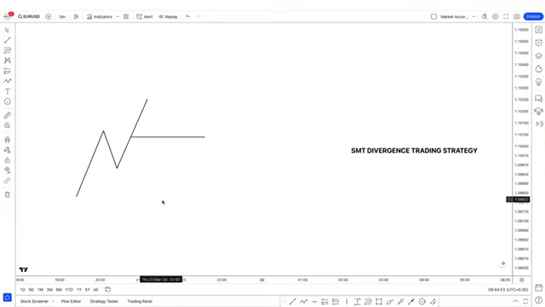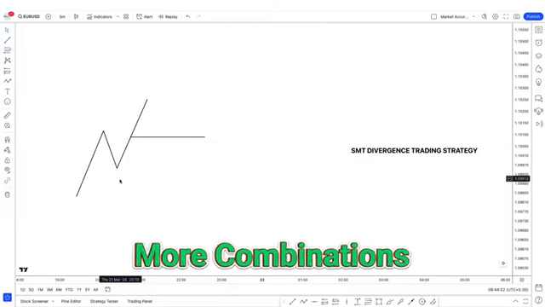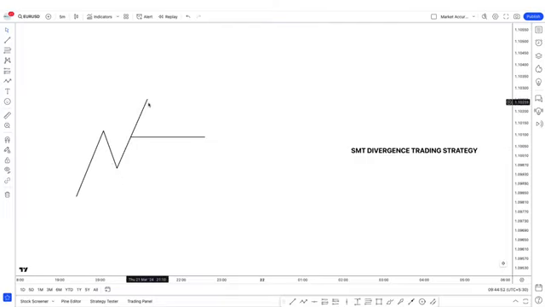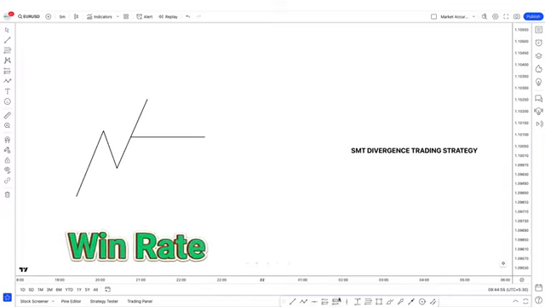The SMT divergence strategy can work by itself. It doesn't need any more combinations. But if you add confluences like ABC patterns or my entry patterns that I'm going to teach later on in this video, you can increase the win rate significantly.